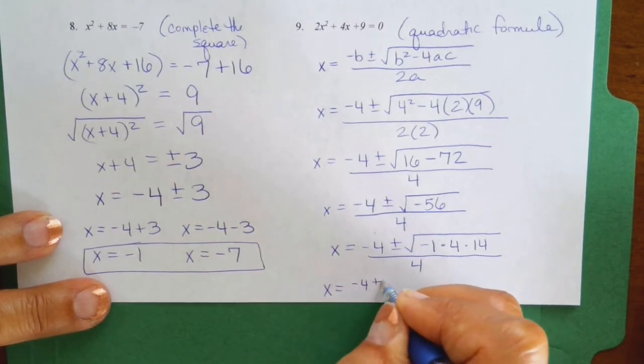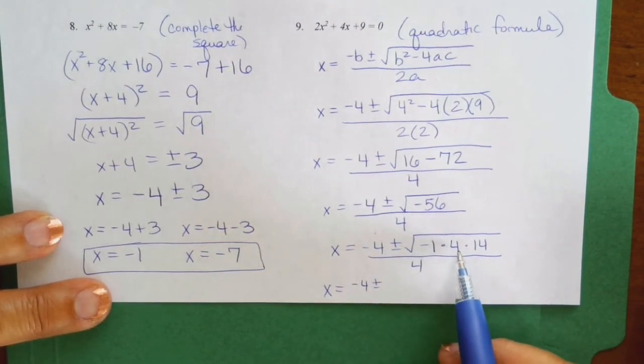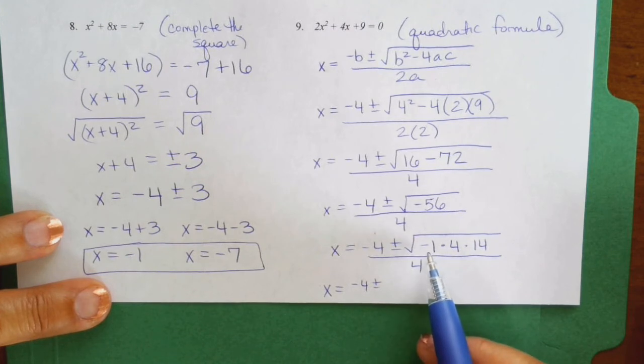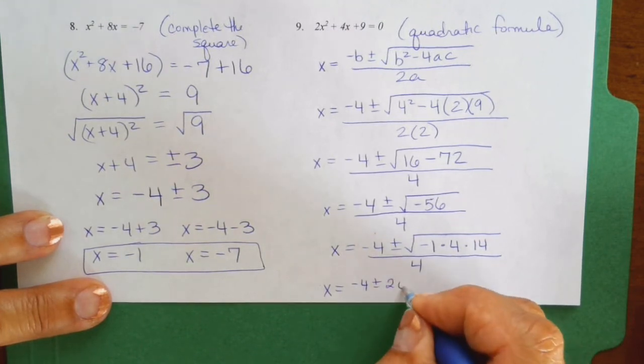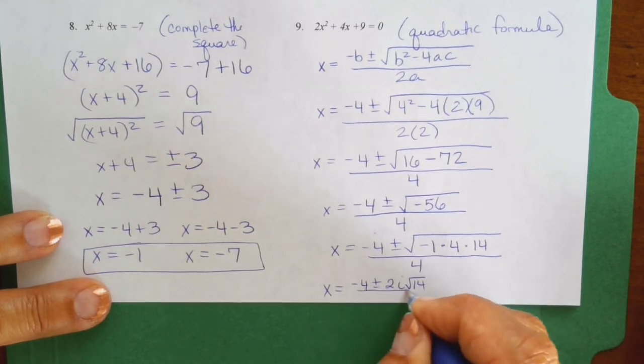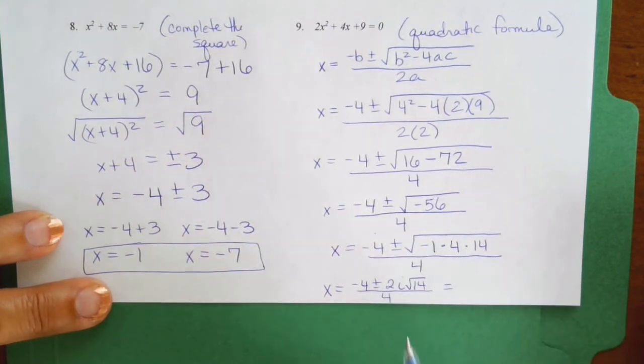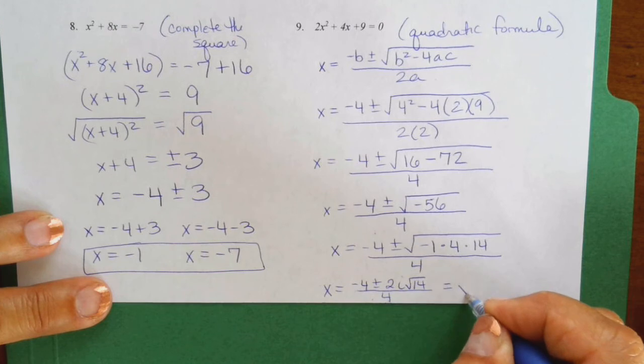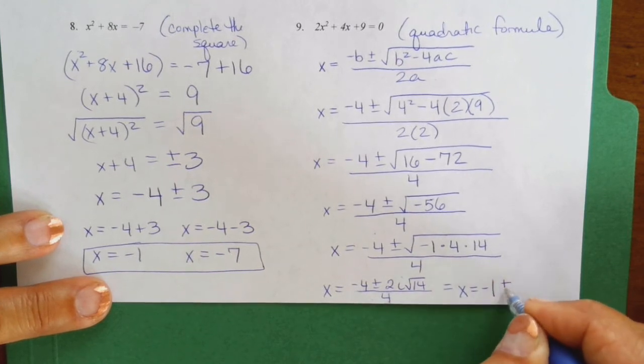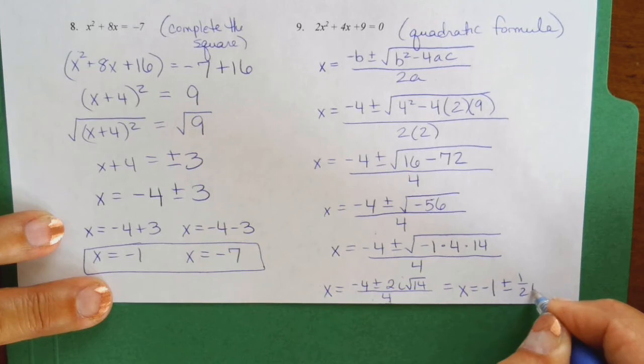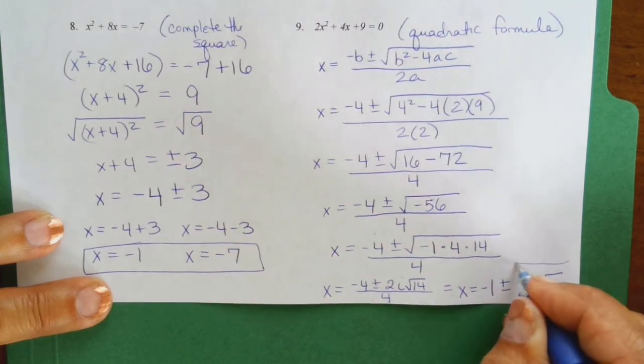Run out of room, so I'm going to put it all here. So this is negative 4 plus or minus. So now I can take out the square root of 4, which is 2. I can take out the square root of negative 1, which is i. So that's 2i square root of 14 all over 4. Now, these are numbers. So you're going to divide the denominator into both of the number parts. You do not divide a number into a radical. So we can reduce negative 4 over 4, and we can reduce 2 over 4. Okay? So negative 4 over 4 is negative 1 plus or minus, and then 2/4 is 1/2 i square root of 14. So that would be the simplified version.